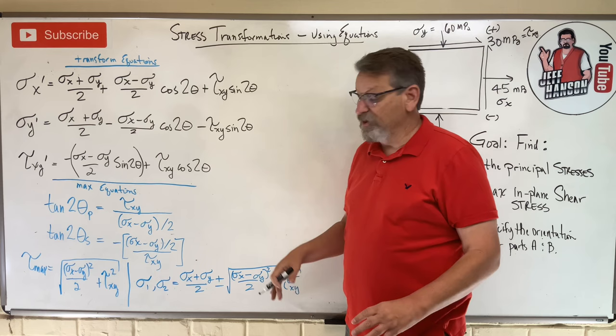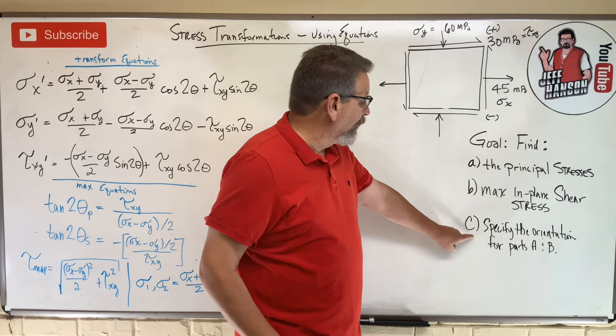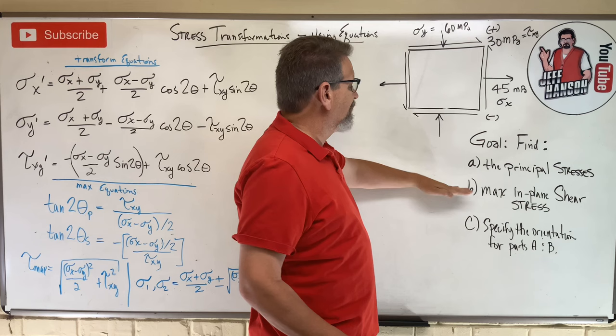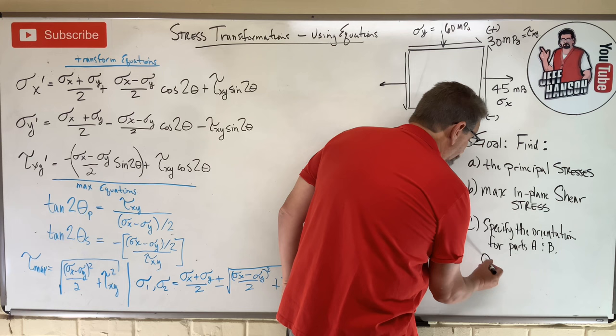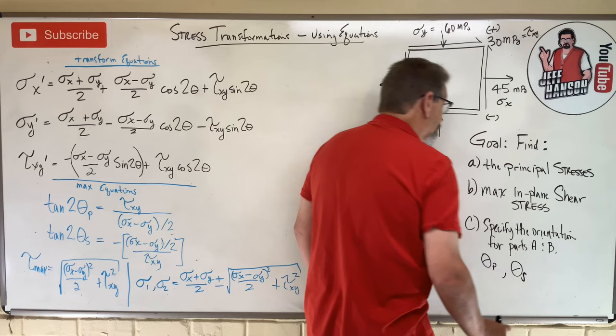So the maximum equations. The first two here are to find theta P and theta S. We're going to need those down here on part C when it says specify the orientation. So what is the orientation of the stress element to find the principal stresses? What is the orientation of the element to find maximum shear stresses? Those two orientations are called theta P, that's for principal stresses, and theta S, that's an S, not a 5, for maximum shear stress angles. I'm going to show you how to find those angles.